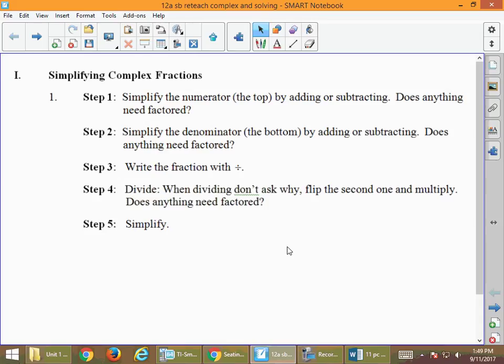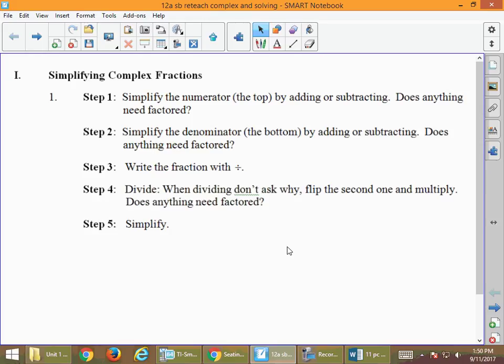How to simplify complex fractions again. The first thing that we're going to do is simplify the numerator, the top of the fraction, by either adding or subtracting. And once we do that, we're going to look and see, do we have anything that factors? We'll do the same thing to the denominator, the bottom of the big fraction. We simplify the denominator by adding or subtracting, and then we're going to look, does anything need to be factored?